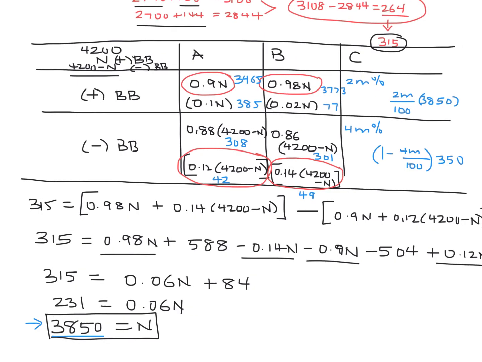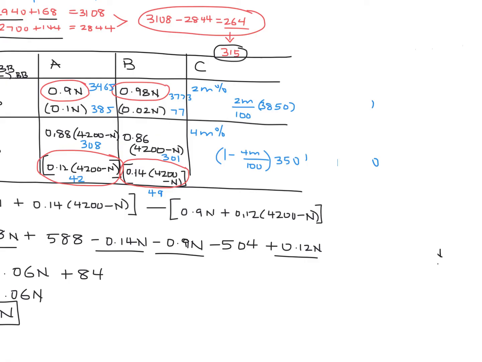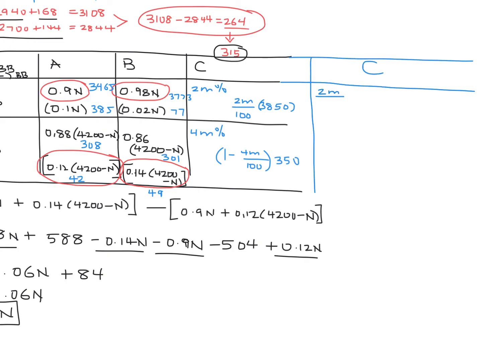So I will need to explain the C a little bit more. Let me explain it a little bit better. I already explained it well, but a little bit longer. So very similarly, if you have 2m percentage, it'll be 2m over 100 times n, and n is 3850. Now the complement would be 1 minus 2m over 100 times 3850.